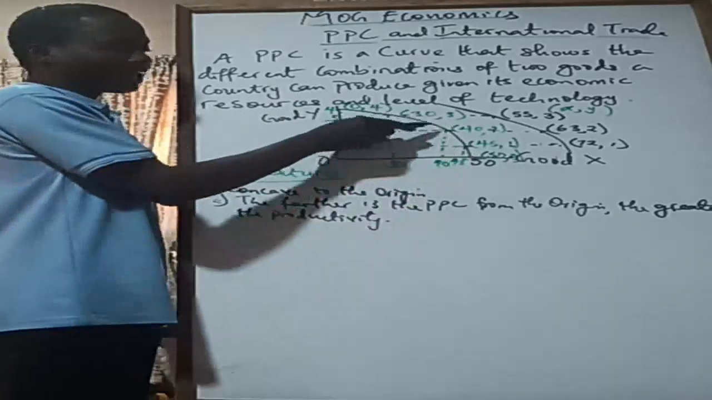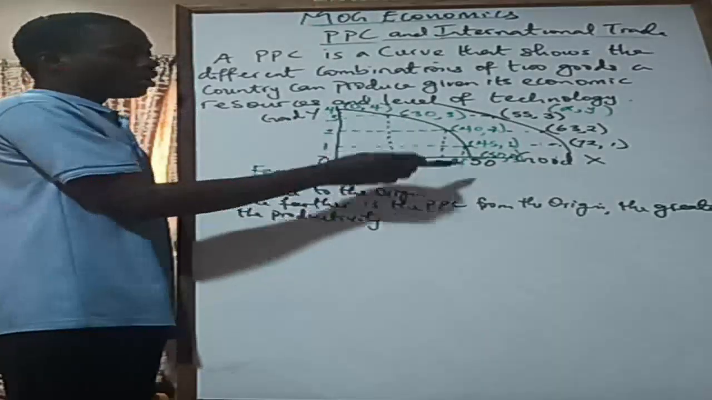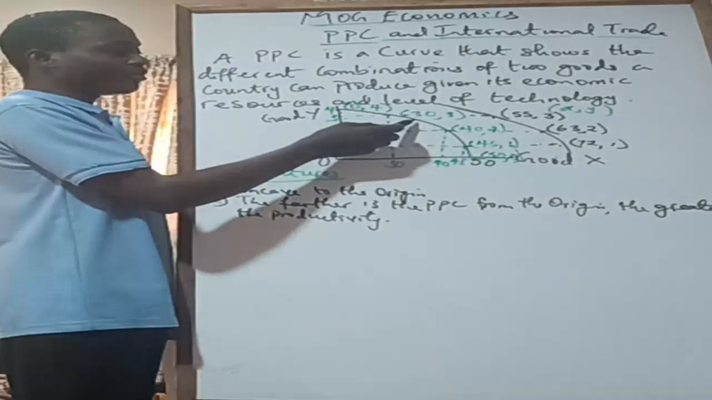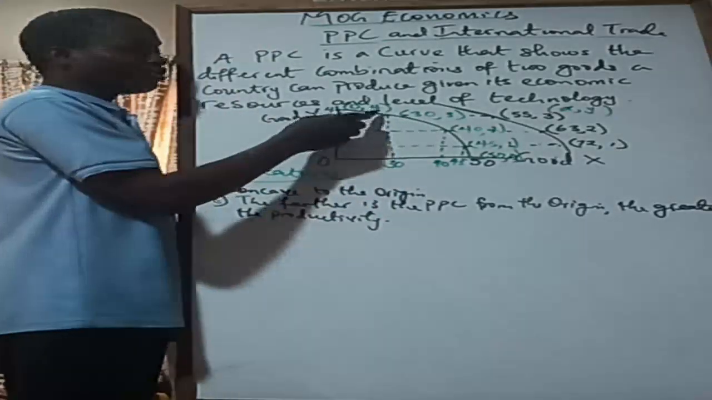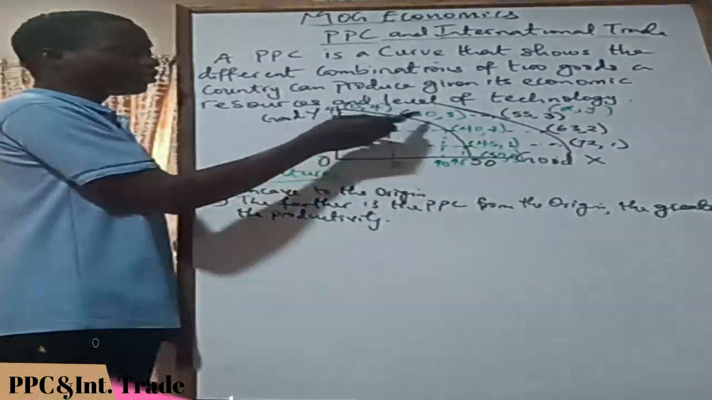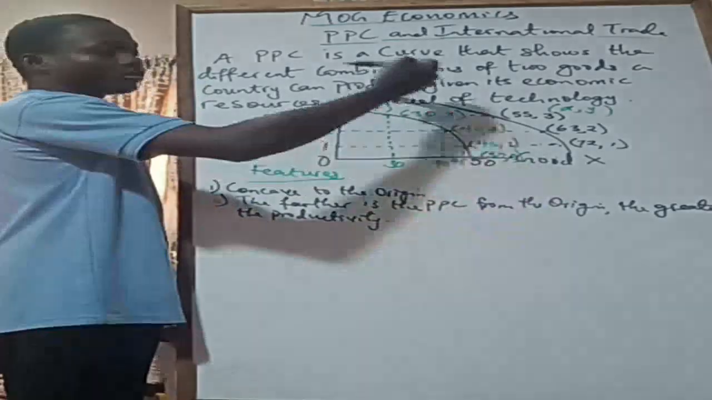So if you look at this part now, the first curve, for you to have 30 more of good x, you had 0 of it initially. For you to have 30 more, you have to give up 1 of good y. How do I mean? Formerly the good y was 4, and now it is 3. So 4 minus 3 is 1. So for us to get 0 plus 30, that is, 30 of good x, you have to give up 1 of good y.